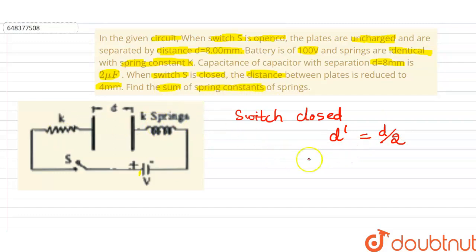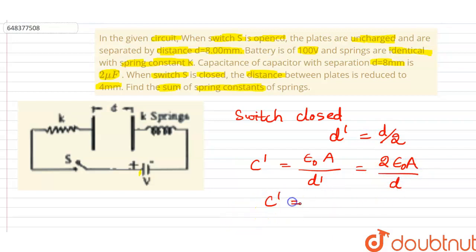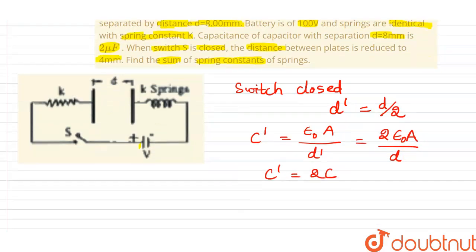First of all, let us see the capacitance at the new distance. When the switch is closed, the capacitance becomes C dash is equal to epsilon naught A divided by D dash. Instead of D dash, substitute D by 2. So we will get 2 into epsilon naught A divided by D. In the next step, C dash is equal to 2 into epsilon naught A by D, which is the capacitance C. So C dash is equal to 2C.